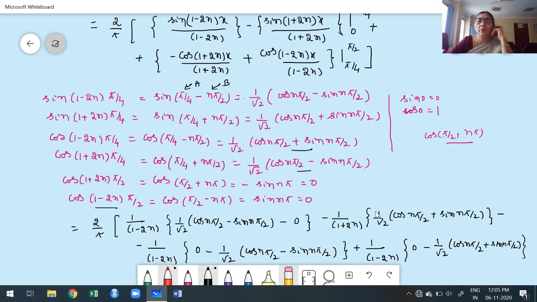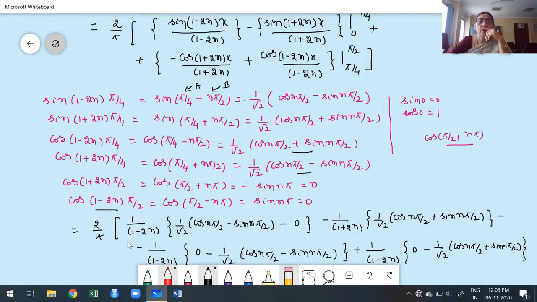Minus 1 by 1 plus 2n, as a constant. Apply the upper limit. The upper limit is pi by 4. Sine of 1 plus 2n into pi by 4. Correct. And next, keep the constant outside, apply pi by 2. Once you apply pi by 2 for 1 plus 2n or 1 minus 2n, it is 0. 0 minus cos of 1 plus 2n into pi by 4. We are writing that.